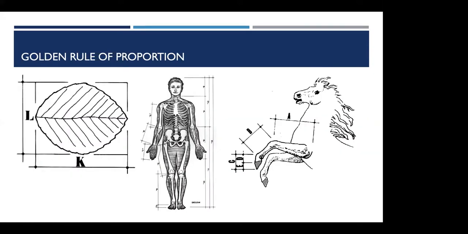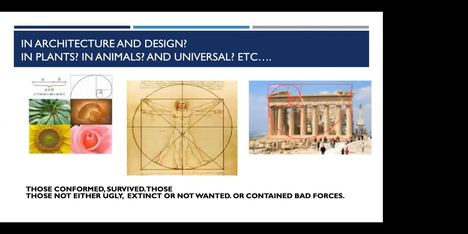The leaves, the plants follow golden rule. The horse, the animal follow golden rule. Pineapple follows golden rule. Look at all the plants that we show there.